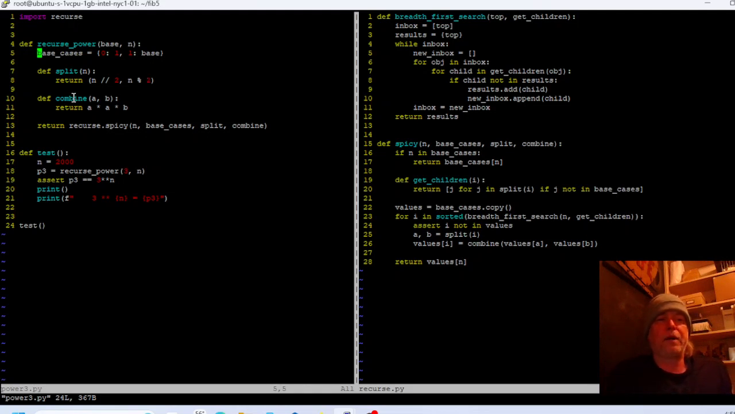And then in the combine step, this a is basically the half of the number, so we're going to take a times a and then times b, where b is basically the result of evaluating our function at either n equals 0 or n equals 1, which, by the way, will always just come from the base cases. So I'm going to run it now.